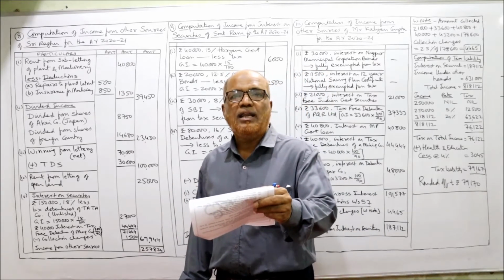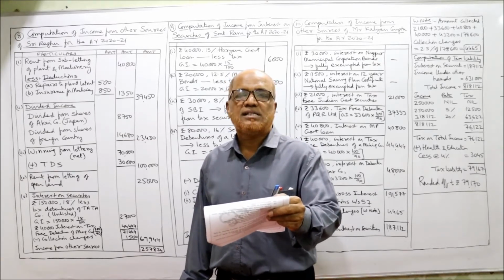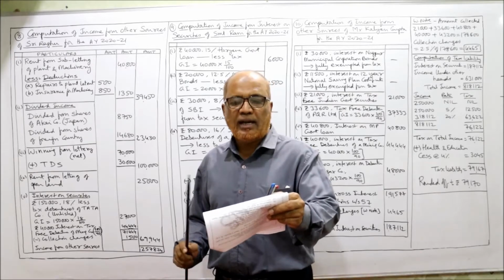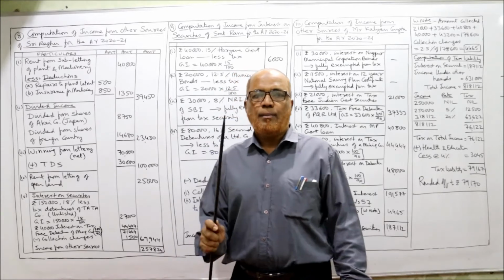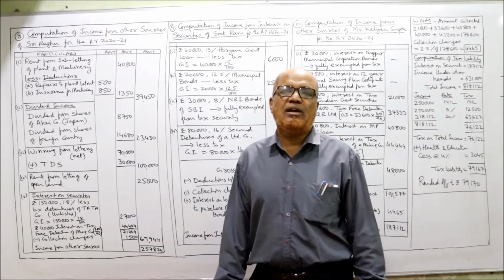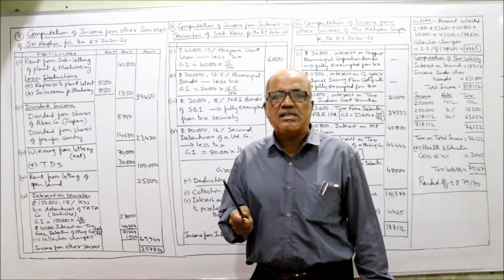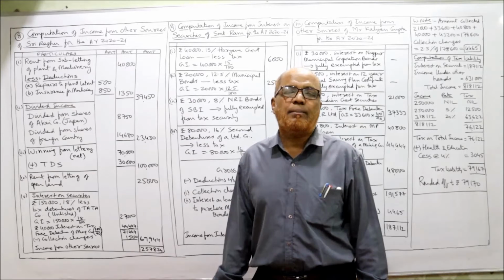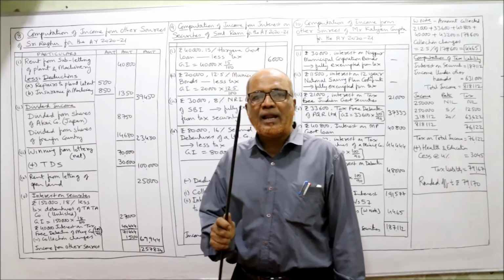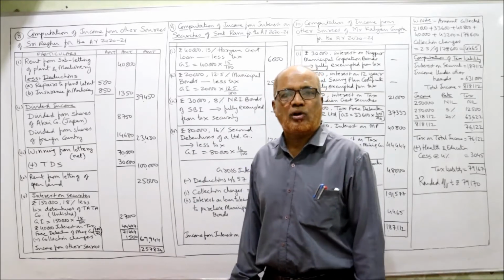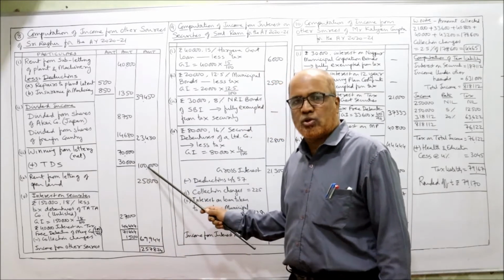Winning from lottery, net amount is given 70,000, TDS is 30,000, tax deducted at source. So the net amount 70,000 is after deducting TDS of 30,000. But the Income Tax Act says we should take the winning from lottery gross amount, not net amount. So whatever TDS is there, that TDS will be added back to the winning. So 70,000 plus 30,000, 1 lakh rupees is the gross winning from lottery that should be taken.